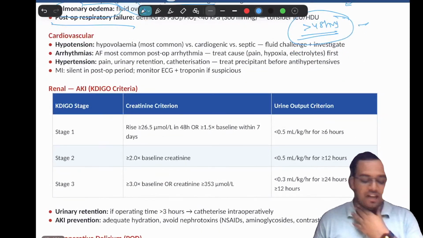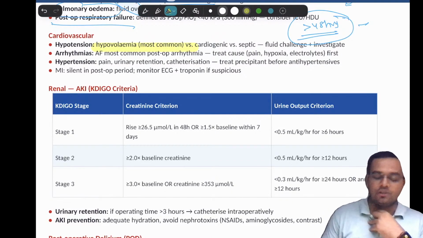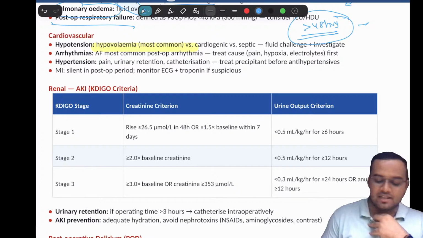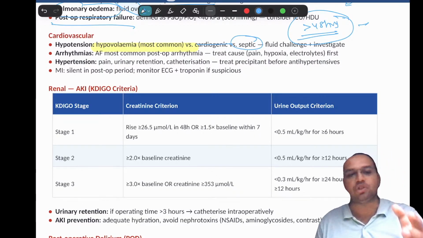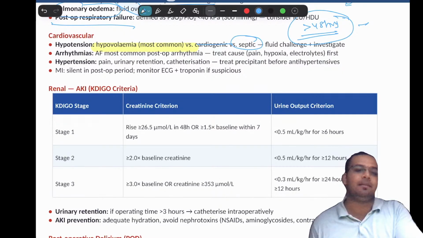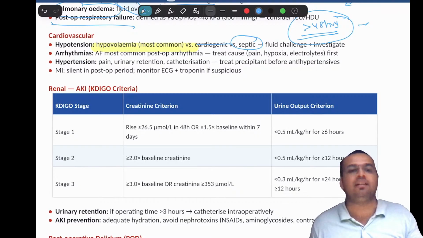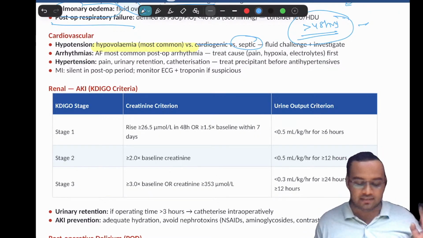What can happen in the cardiovascular system? Hypovolemia is the most common cause of hypotension. Also there can be cardiogenic shock to the patient. Also there can be septic shock. So you need to rule it out accordingly. We have already seen shock. How are we going to check for the CVP? How are we going to manage the patient? We have already seen it. The septic shock requires antibiotics and vasopressor support. Cardiogenic shock requires inotropes, and hypovolemia requires fluid and blood resuscitation.